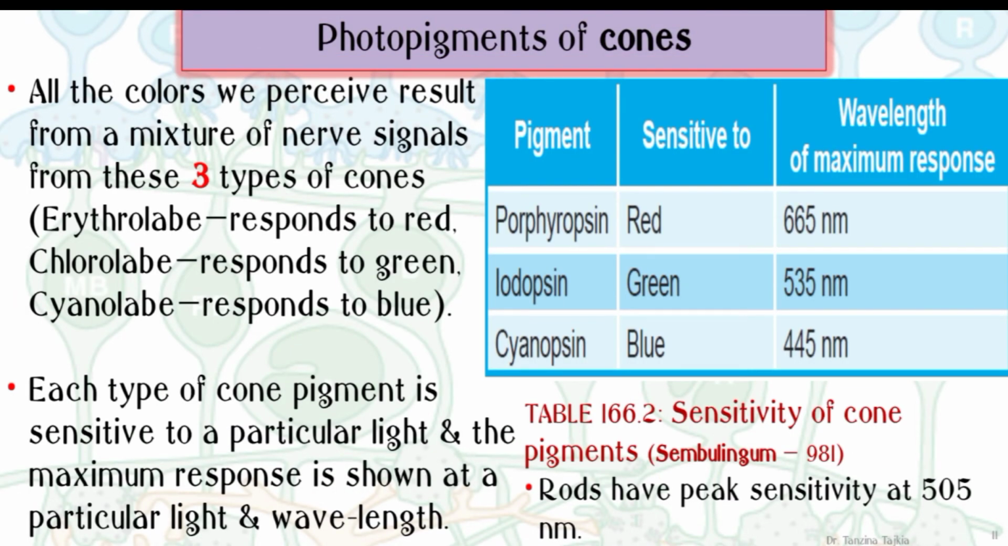All the colors we perceive result from a mixture of nerve signals from these three types of cone. Each type of cone pigment is sensitive to a particular light, and maximum response is shown at a particular wavelength. This is the table taken from Sembulingam's book. In the case of rod, the peak sensitivity is about 505 nanometers.